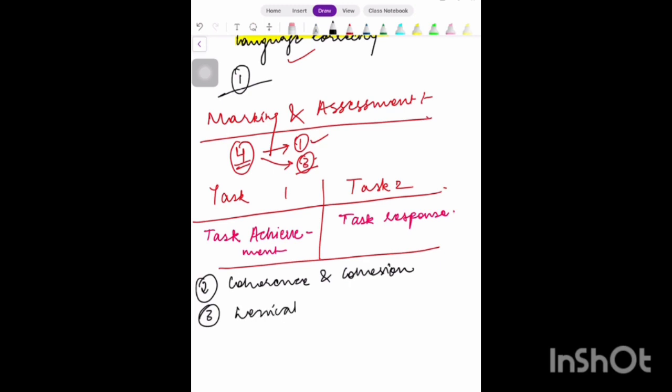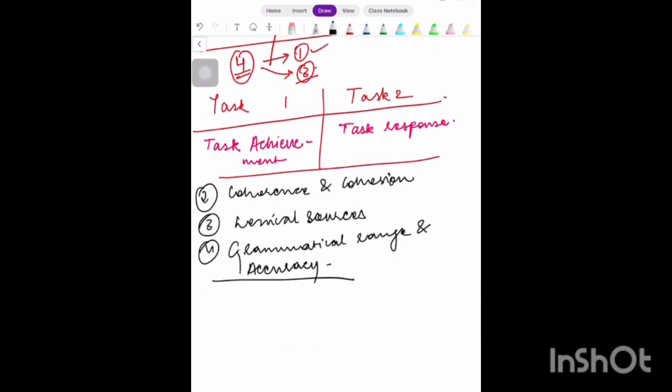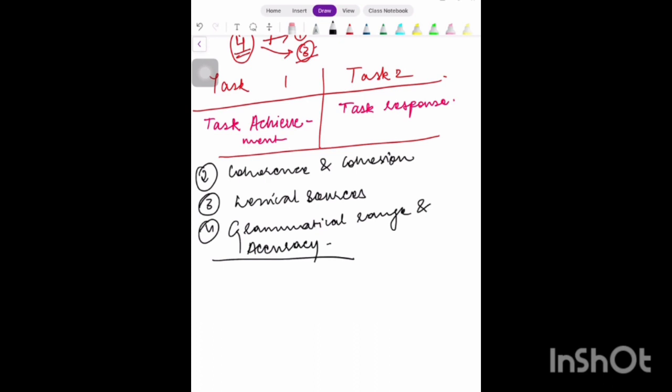Lexical resources and grammatical range and accuracy. Now why we are discussing these parameters, I'm explaining very simply.